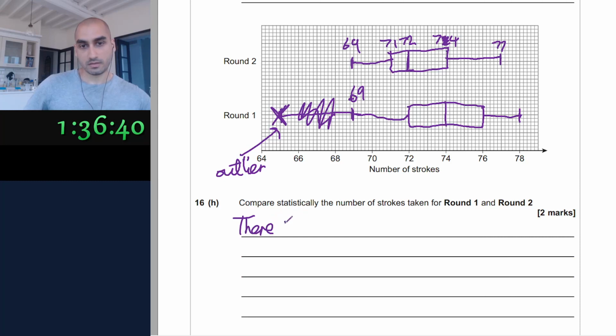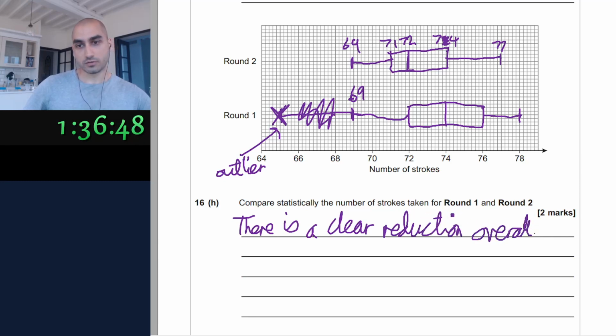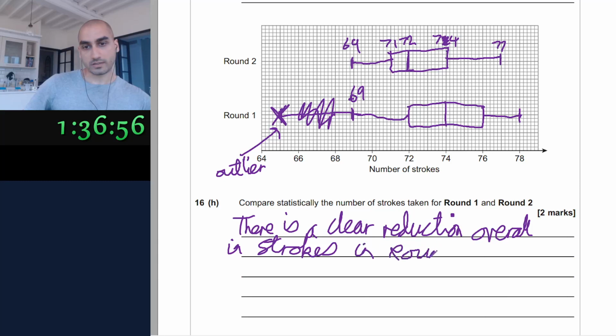There is a clear reduction overall in strokes in round 2.